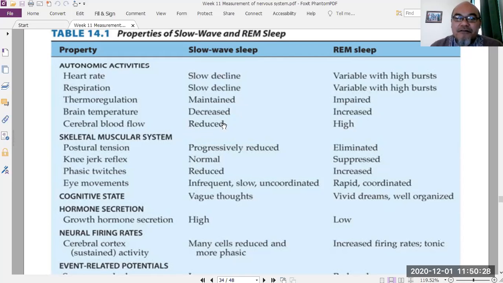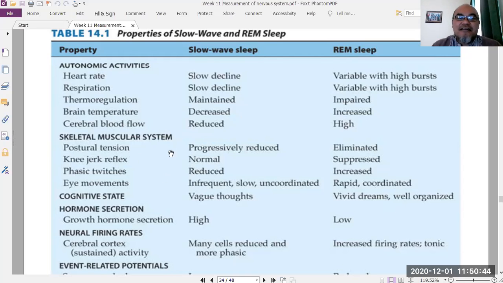Cerebral blood flow during REM is high. It means a lot of blood is being pumped into the brain during your REM sleep. So it is similar to being awake, but actually you are not awake. So this is the paradox during REM sleep.